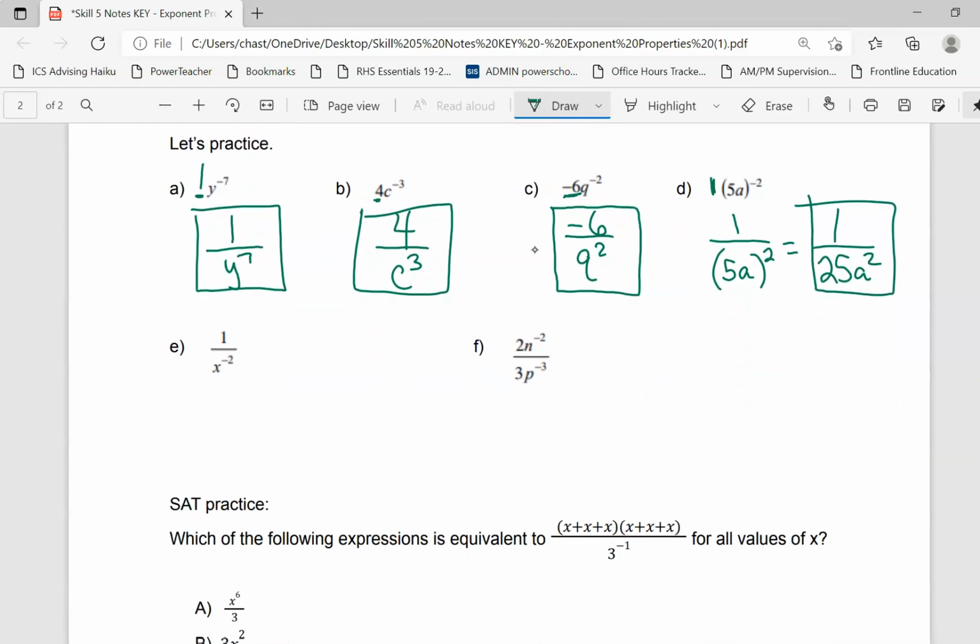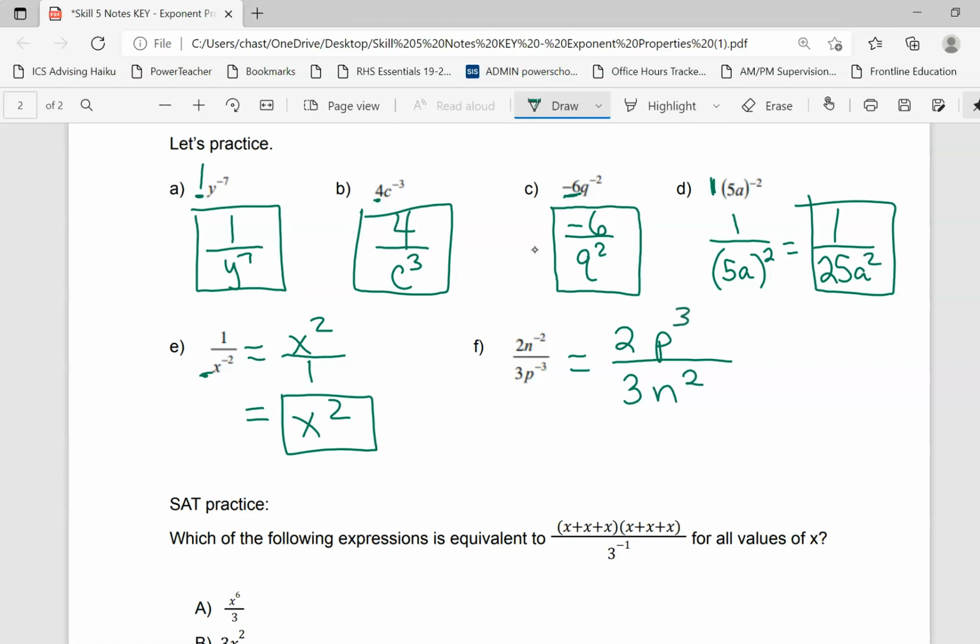These next two, I see a negative exponent in the denominator, so I'm going to move that to the numerator as a positive exponent. And since there's nothing attached to it, there's just an understood 1 under it. So this is just x squared. And this next one, I have 2 negative exponents. So I'm going to keep my 2 and 3 coefficients where they are. But I'm going to move the negative exponents to the other side of the fraction bar. And since I can't simplify that anymore, that's my answer. Okay.